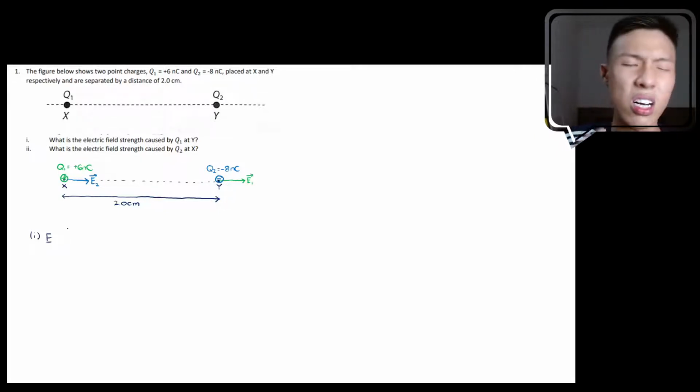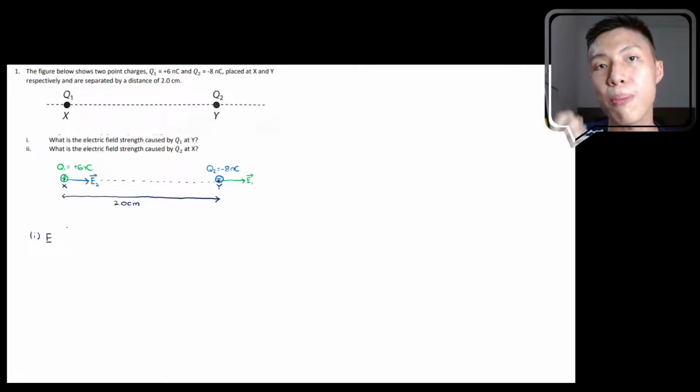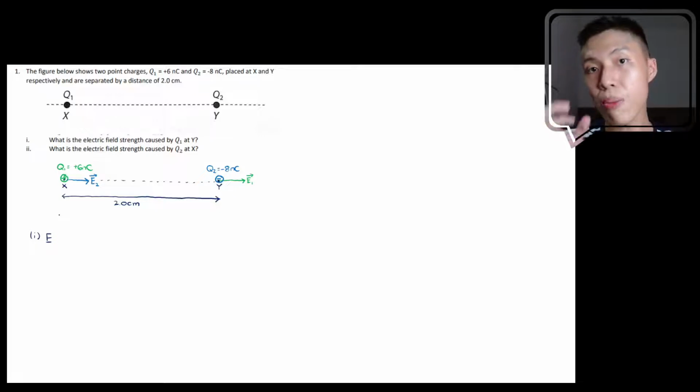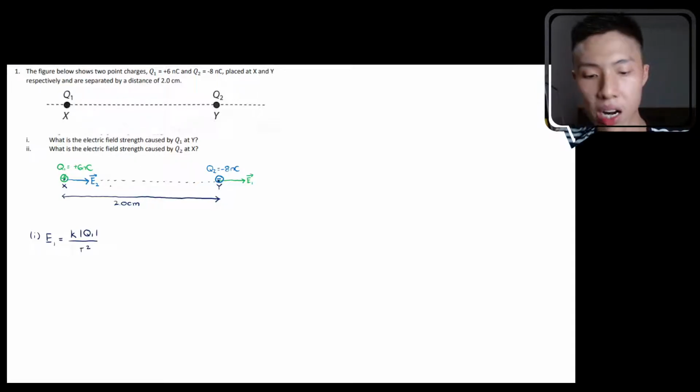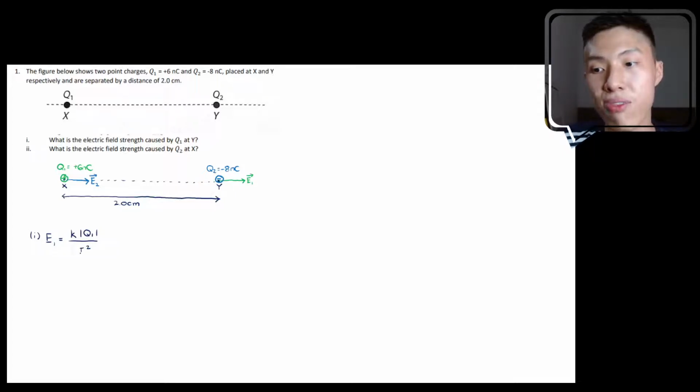Electric field strength, occasionally you see people say electric field strength is the magnitude of the electric field. But occasionally, electric field strength also includes the direction as well. So in here, I will try to determine the magnitude and the direction as well. Okay, so the electric field caused by Q1, you can calculate using kQ1 over R squared. Since there's only one R over here, which is the distance between position X and position Y, we don't need to specifically label it as R1 or R2. Just leave it like that.